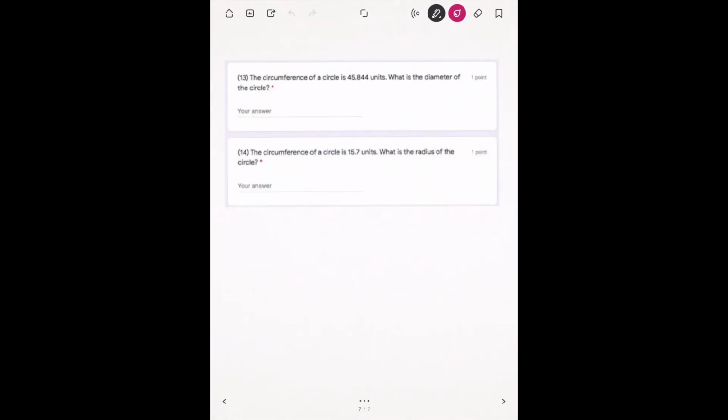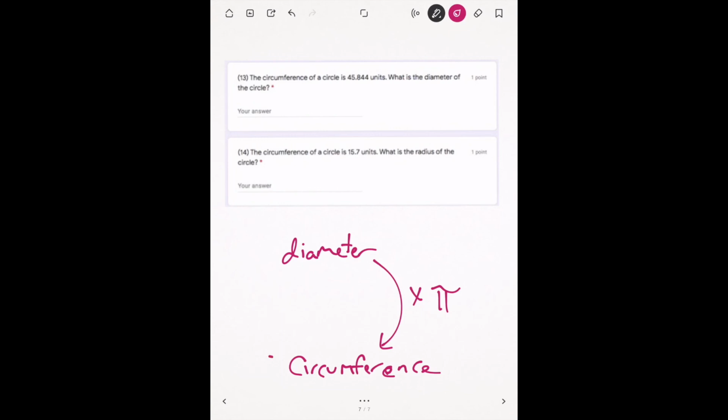Okay, now here we're working backwards. Remember a few days ago I gave you a little chart that said if we have the diameter and we want to go to the circumference, we need to multiply by pi. If we have the circumference and we want to go back to the diameter, we need to divide by pi. Just the inverse operation. So that's what we're doing in these problems.